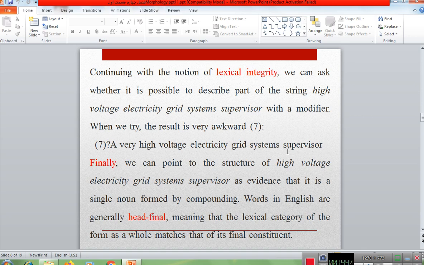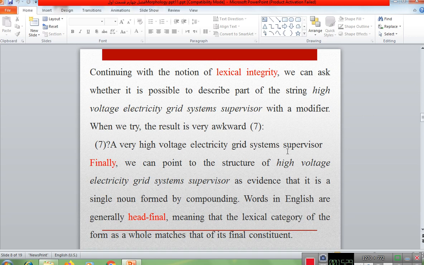As speakers of English, we know this, and without ever having heard "high voltage electricity grid system supervisor" before, we know it designates a kind of supervisor. So phrases, in contrast to words, are less likely to be head final. The head of, for example, "John's walking into work without a tie" is "walking", not "tie". And the head of "the house on the hill" is a kind of house, not hill.